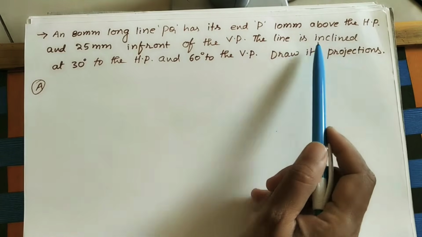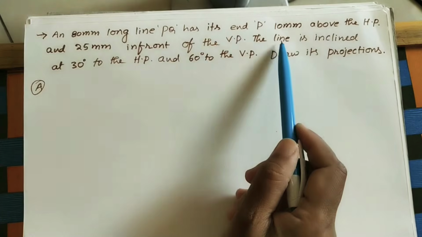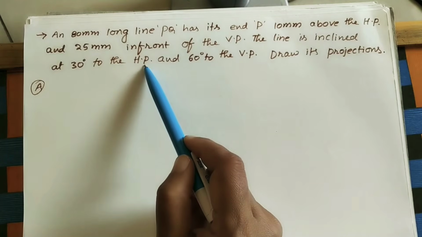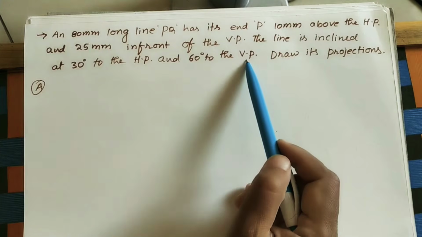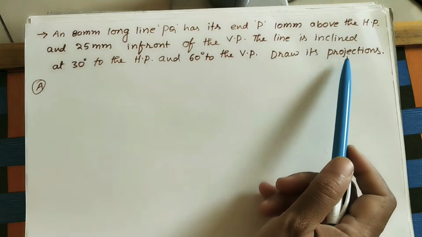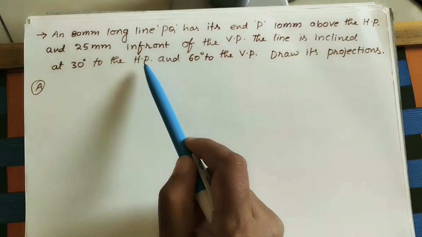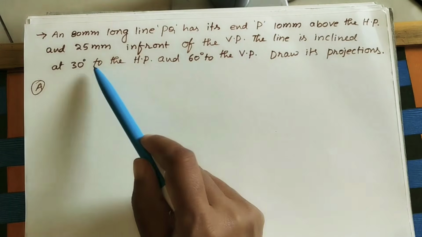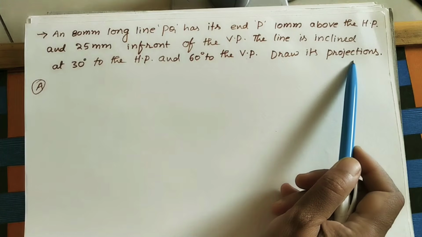The line is inclined at 30 degrees to the HP. This line PQ is making 30 degrees to the horizontal plane and 60 degrees to the VP. It is making a 60 degree angle to the vertical plane also. Draw its projections. We need to find the projections of the line. Projections means, if the line is inclined with the horizontal plane and vertical plane at these angles, how it looks in the front view and how it looks in the top view. So here we are taking two views: the front view and top view of the line position.